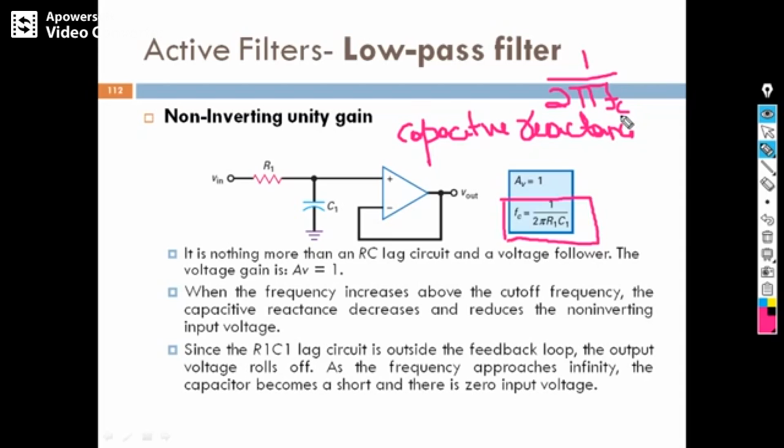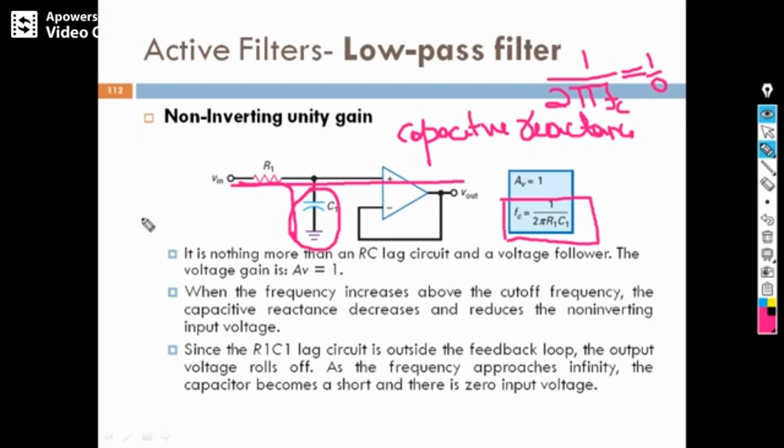F is frequency. So now when the frequency is 0, if I take the lower frequency component, if F is 0, what is the value of 1 by 0? 1 by 0 is infinity. That means this will provide infinite resistance. So the low frequency component cannot move like this. It has to move like this only. So this is our low pass filter.